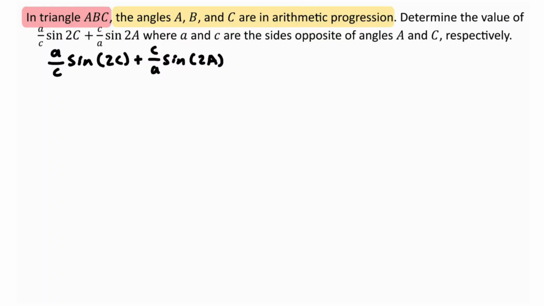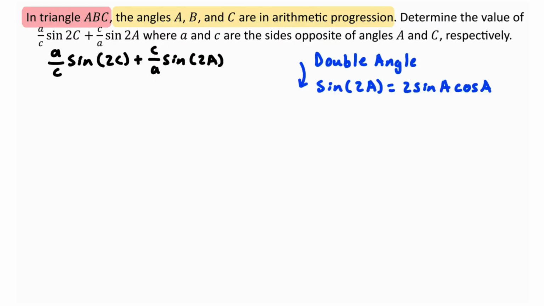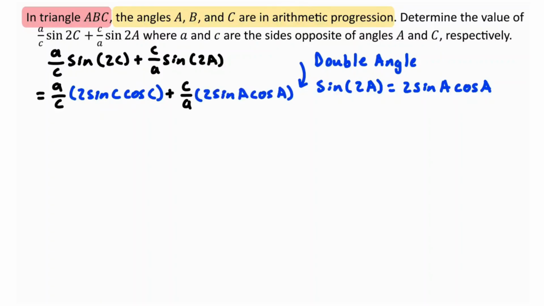So one thing we'll notice here, we have a sine of 2C and a sine of 2A. So we'll be applying the double angle formula that states that sine of 2A is equal to 2 times sine of A times cosine of A. So we have a over c times sine of 2C, which can be rewritten as 2 sine of C times cosine of C by the double angle formula, plus c over a times sine of 2A, and sine of 2A can be written as 2 sine of A times cosine of A due to the double angle formula.